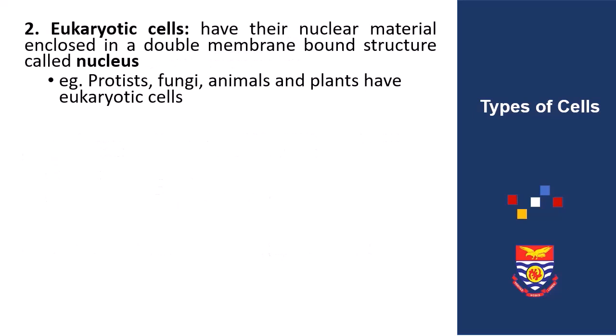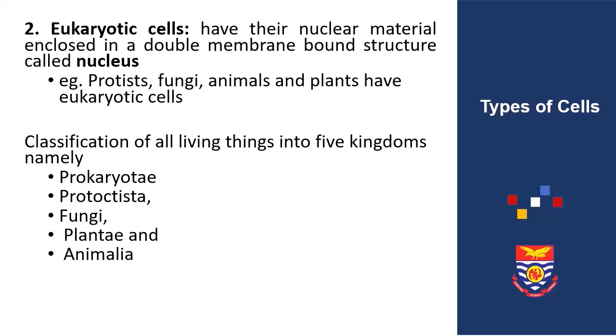Now let's look at eukaryotic cells, which are the second cell type. Eukaryotic cells have their nuclear material enclosed in a double membrane-bound structure, referred to as the nucleus. Examples of organisms that have eukaryotic cells are the protists, fungi, animals, and plants. Based on the classification of living things into 5 kingdoms, with the exception of kingdom Prokaryote, which has prokaryotic cells, the remaining 4 kingdoms, Protoctista, Fungi, Plantae, and Animalia, all have eukaryotic cells.